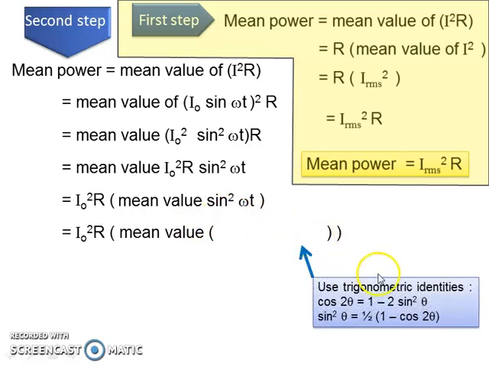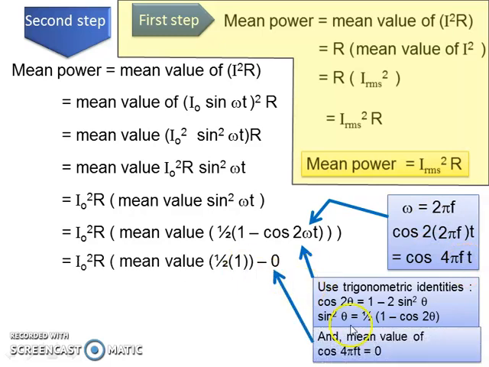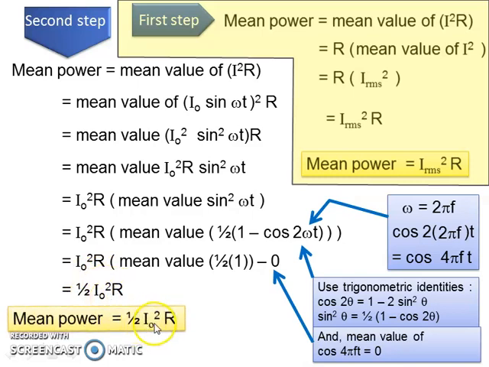Using trigonometric identities, cos 2 theta equals 1 minus 2 sine squared theta, and then sine squared theta equals half of the bracket 1 minus cos 2 theta. So we rewrite this as sine squared omega t equals half of the bracket 1 minus cos 2 omega t. And omega is 2 pi f, so substituting, we have cos 4 pi ft. The mean value of cos 4 pi ft equals 0. We just use the maths rule here, so we don't have to discuss in detail how we get this. Because of the 0, the mean value is half times 1, which is a constant. Therefore we get half I naught squared R. So this is the second step: we get mean power equals half I naught squared R.